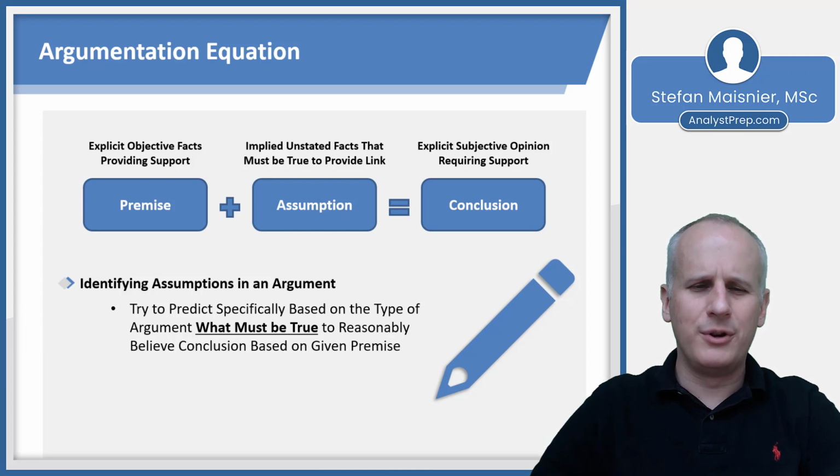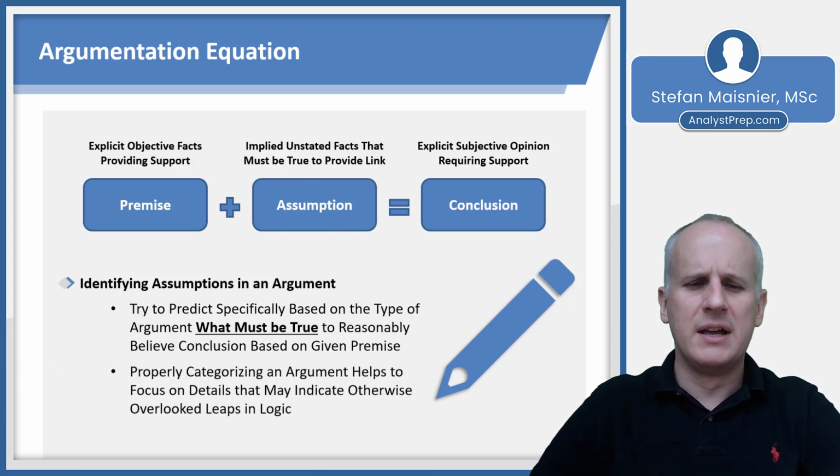Well, you'll want to try to predict as specifically as possible, based on the type of argument, what must be true to reasonably believe the conclusion based on the explicitly given premise or premises. And by properly categorizing the argument, you might be able to notice details that could indicate otherwise overlooked leaps in logic. So you're like, actually, I don't know that these facts support this conclusion without the assumption in the middle. And you might be able to proactively say, this is actually what the logical gap or assumption is.